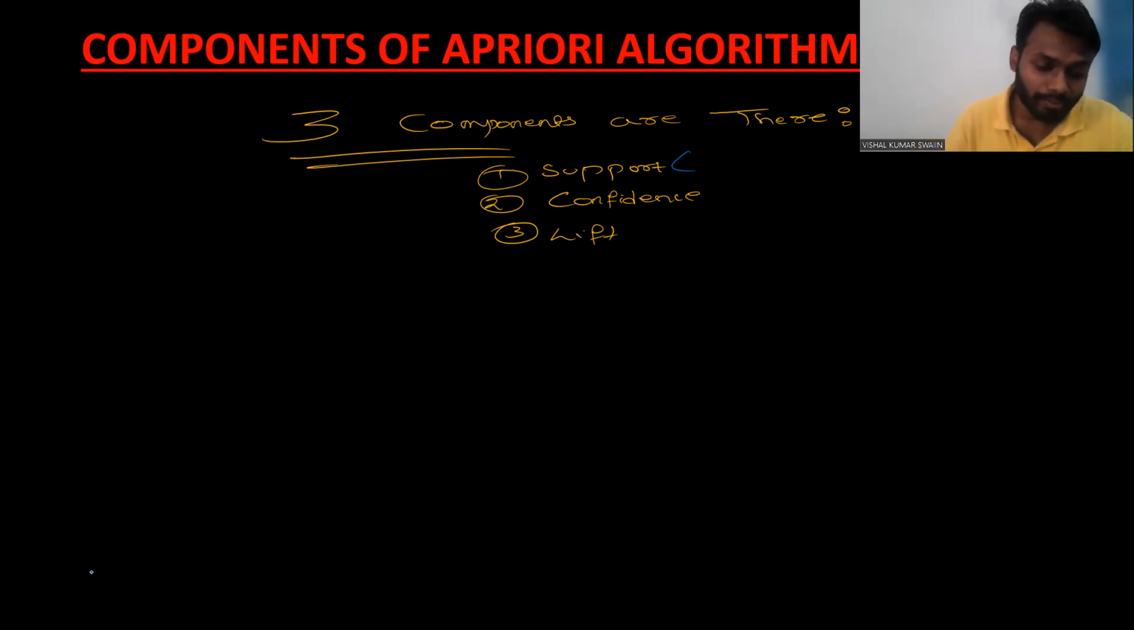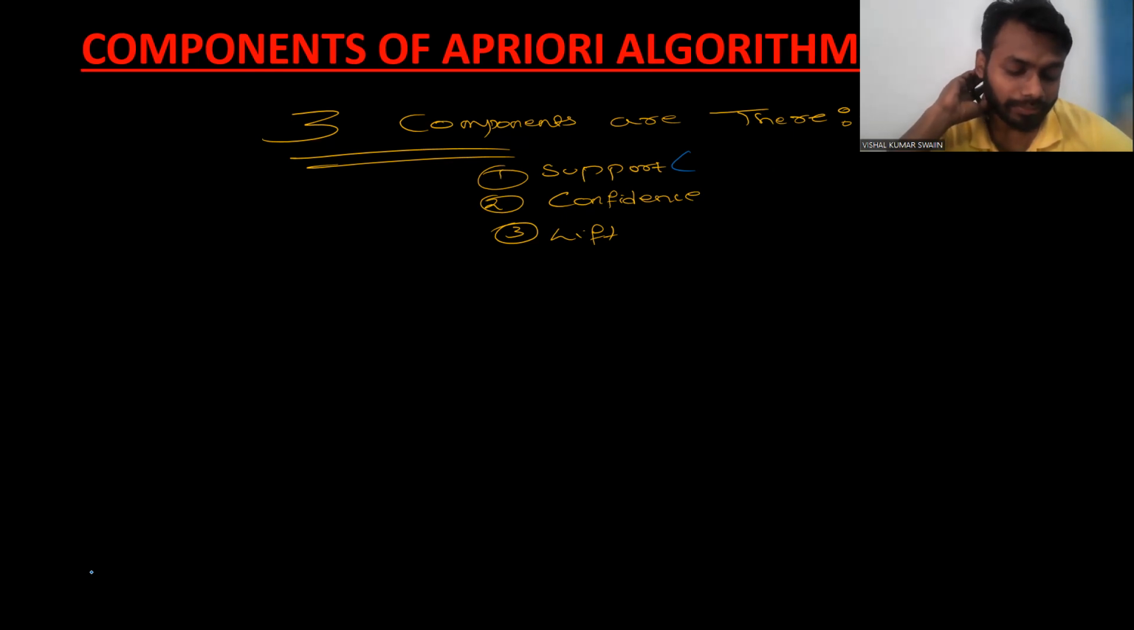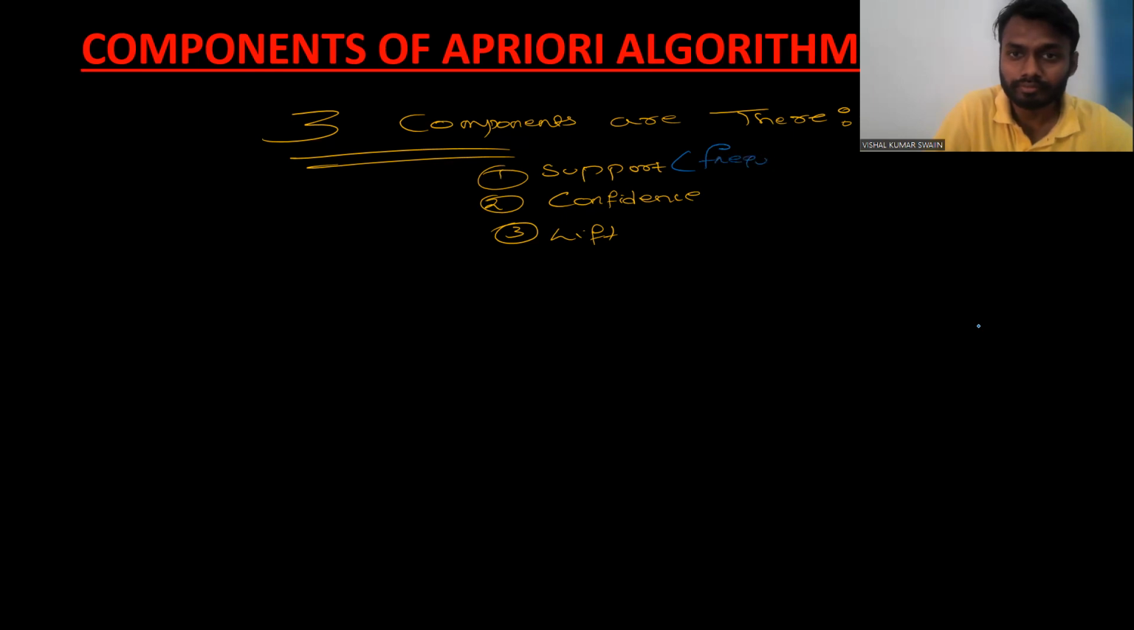Support measures how frequently an item set appears in the entire data set. If the term item set is confusing, I will explain it when we discuss the example part, and you will get it. But you can write it down here: support measures how frequently an item set appears in the entire data set.